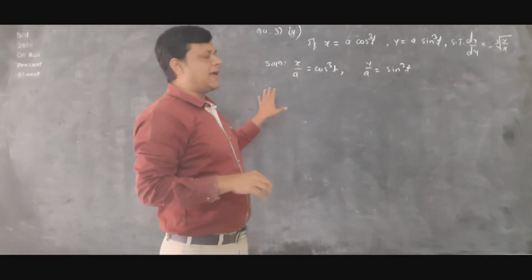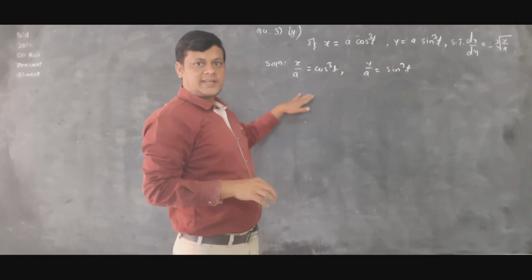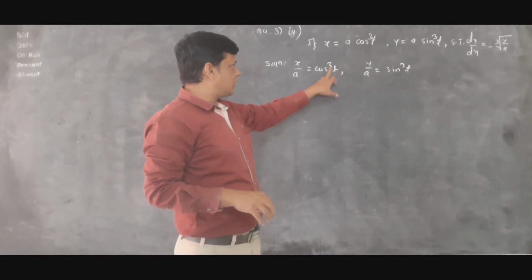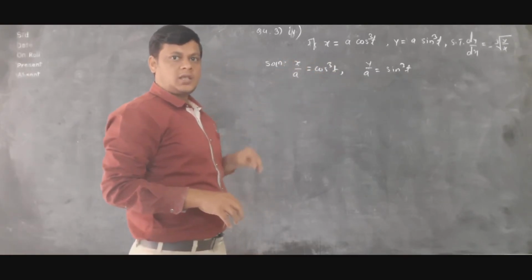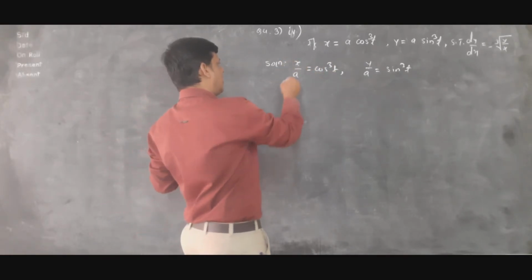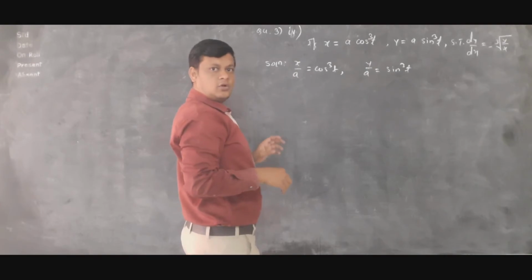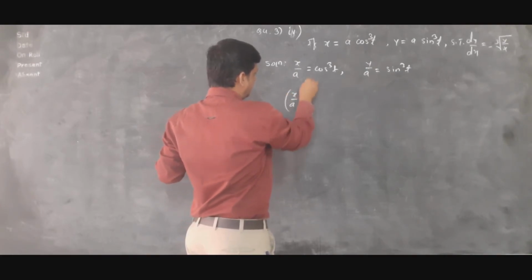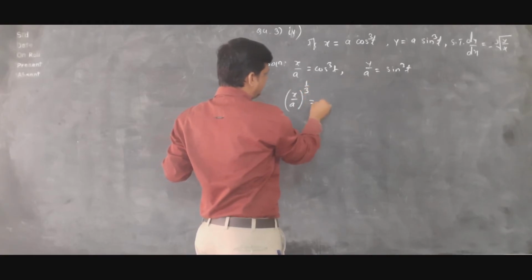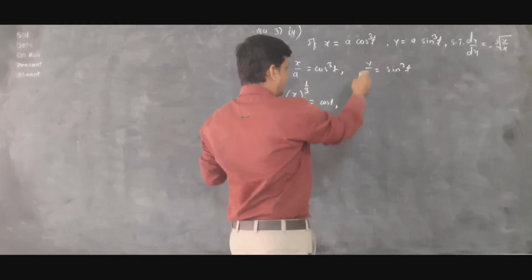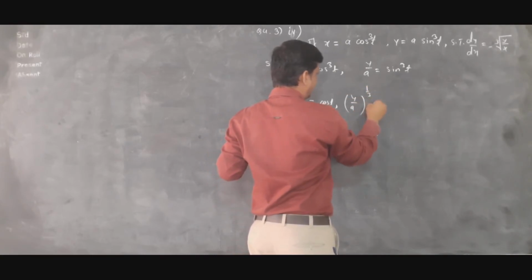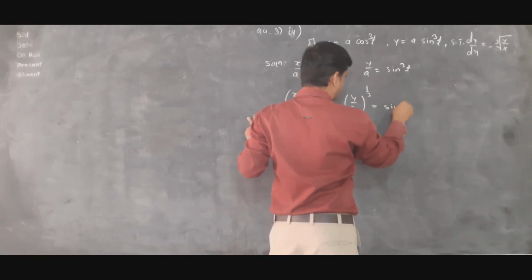Now we have to apply the identity sin square theta plus cos square theta equals 1. So for that we have to remove this cube. Taking the cube root of both sides, or taking power 1 by 3 on both sides, we write x by a raised to the power 1 by 3 is equal to cos t, and here y by a raised to the power 1 by 3 is equal to sin t.